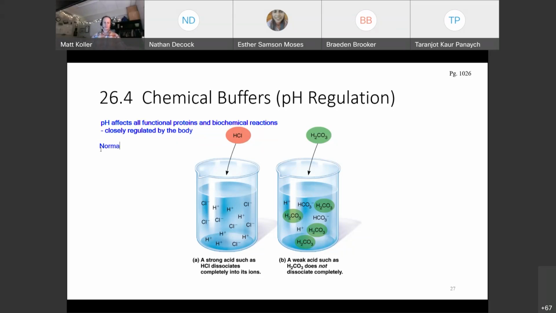So normal pH of body fluids. Keep in mind that 7 is neutral. It's not acidic, it's not basic. And the lower the number, the more acidic. Arterial blood is about 7.4. Venous blood and interstitial fluid will have a pH of about 7.35, and intracellular fluid would be a pH about neutral.